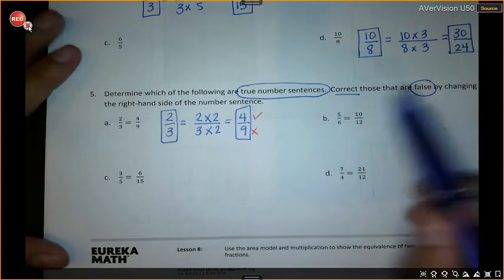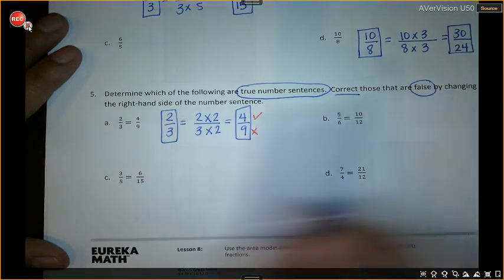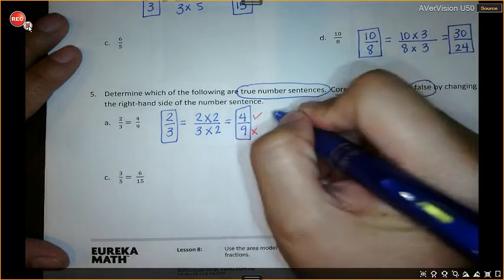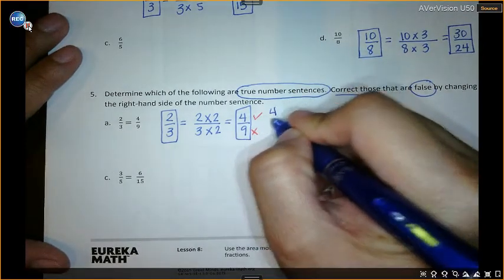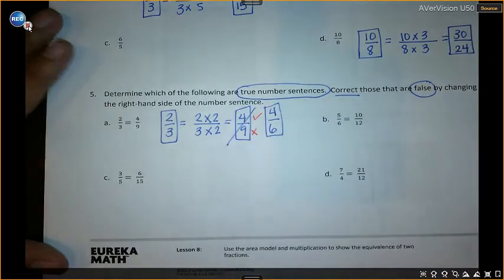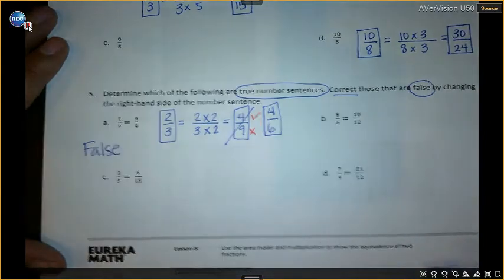Okay, boys and girls, so the second instruction says that we're going to have to correct the ones that are false by changing the right-hand side of the number sentence, this part. So it should have been 4/6. That should have been the correct one, not this one. So this is false. Okay, let's try another one.